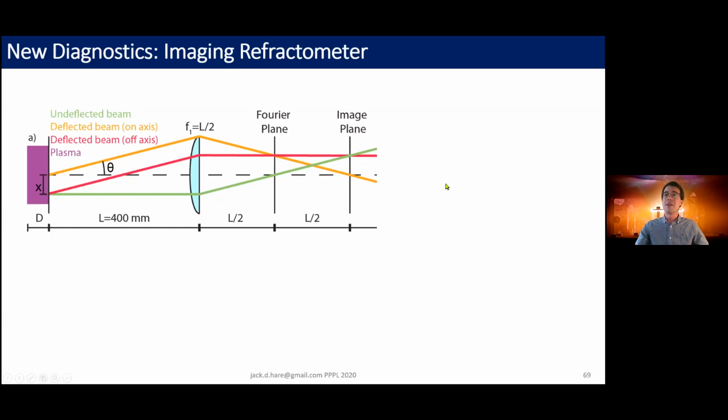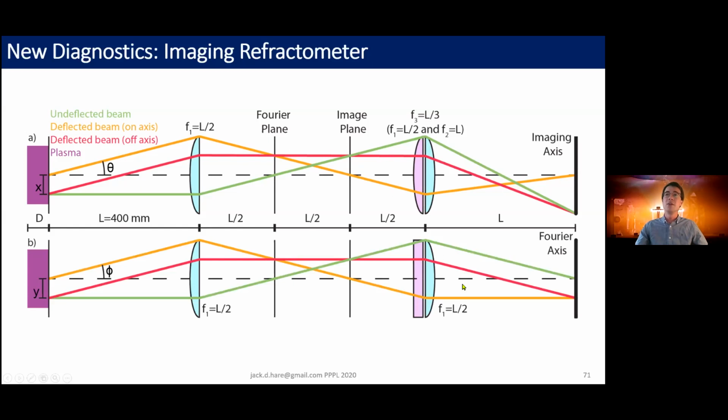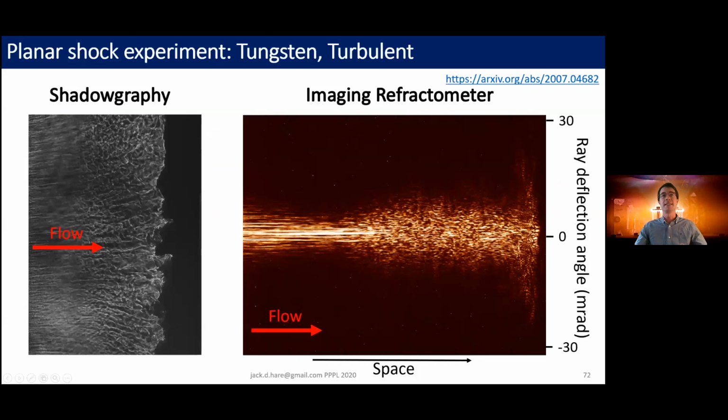What we then do is we have a composite lens, which is different along two orthogonal axes. In one axis, this lens simply images the imaging plane here. So it takes the image plane and it places it on the imaging axis. But in the orthogonal axis, the lens has a different focal length. And now it makes an image of the Fourier plane and places that on the orthogonal axis. So the resulting image has spatial resolution in one direction and angular resolution in the orthogonal direction. And it looks like this.